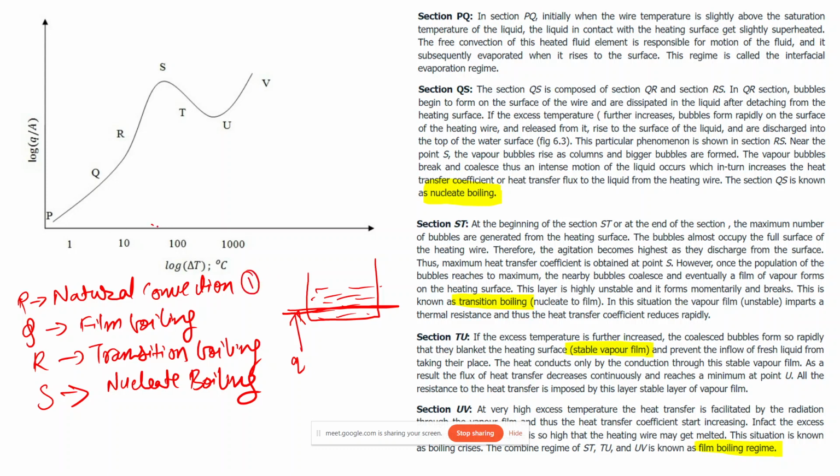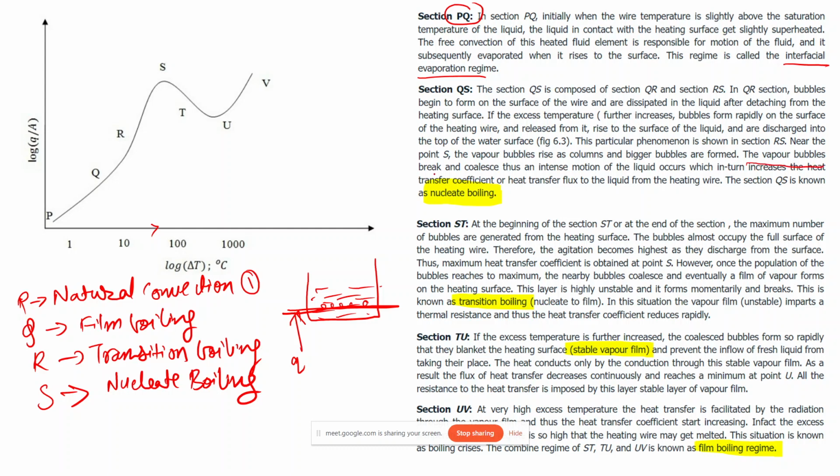Later on, as we move in this direction, that is as we increase the temperature, we can see all these kinds of graph. Let's look at this section PQ first. Here we have been given that initially, when the temperature is slightly above the saturation temperature of the liquid, the liquid in contact with the heating surface gets slightly superheated, and we call this the interfacial evaporation regime. After this, small bubbles start forming on this wire. That is the vapor. It is written over here.